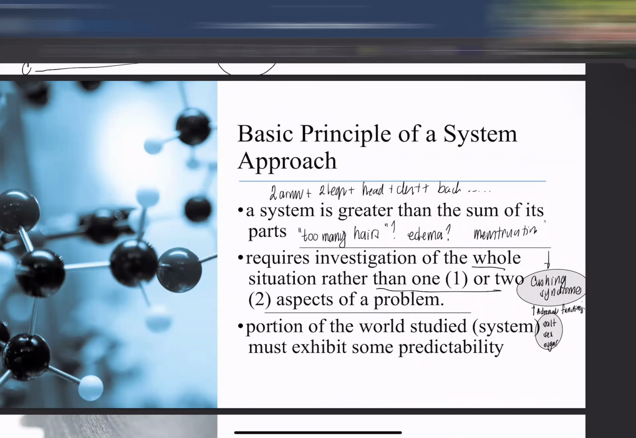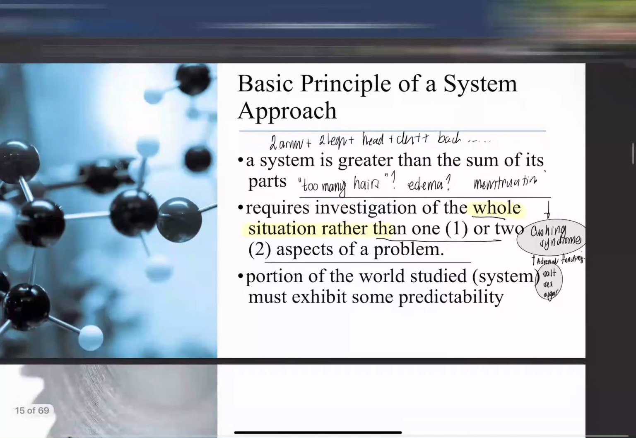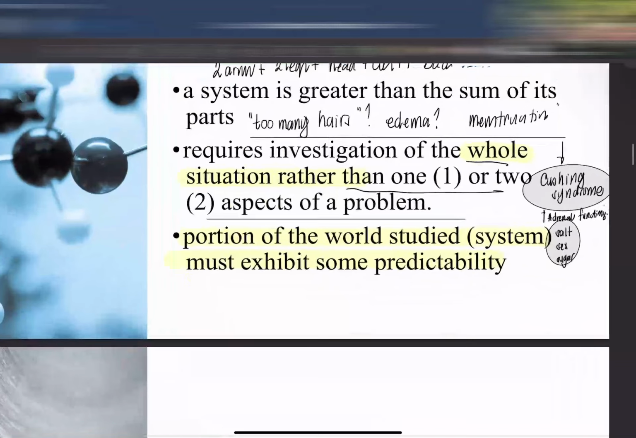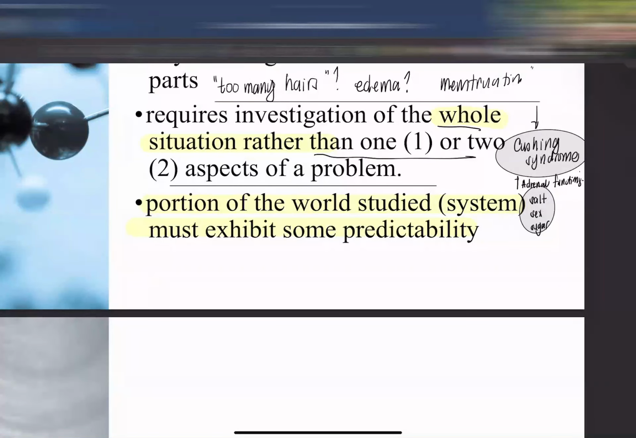Okay? So may mga ganun class, no? So we are always being taught, especially class with your general systems theory or model, you look at the whole situation rather than one problem. Okay? Class, the portion of the world studied must exhibit some predictability also. Now, what do we mean by predictability? Tulad kanina lang sabi ko, fever. If I gave paracetamol, I know that the fever would decrease. Pag hindi siya nag-decrease, there's something wrong happening with my patient.